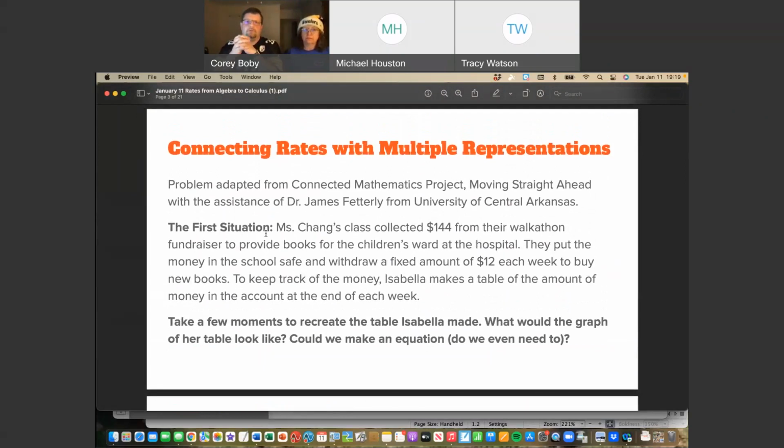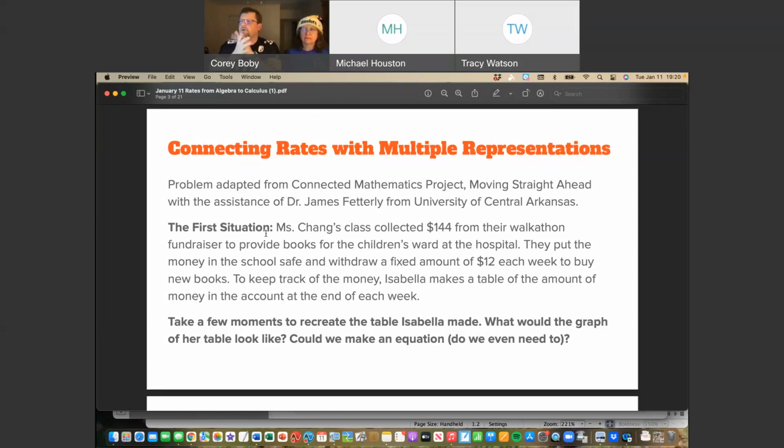This is a problem from a friend of mine, or I guess he serves on one of the local math teacher organizations in Arkansas. He's one of the board members, and he's a really good guy. His name's Dr. James Federley. He's at the University of Central Arkansas, and he did this problem with us a couple months ago, and I've adapted it to meet our needs tonight. It's from an old problem from Connected Math Project.